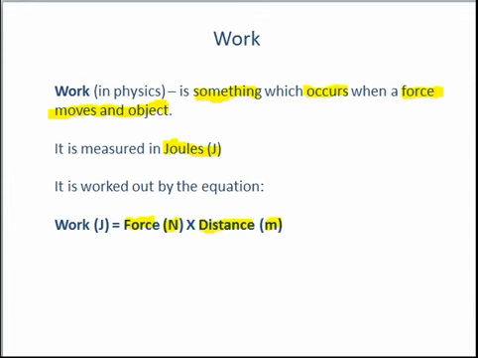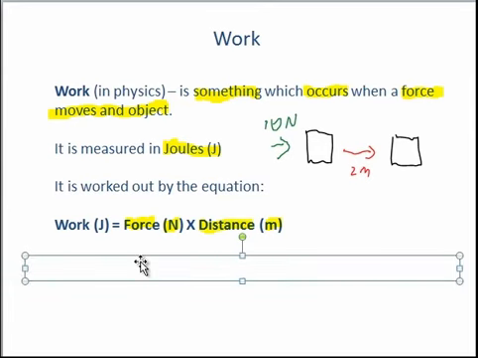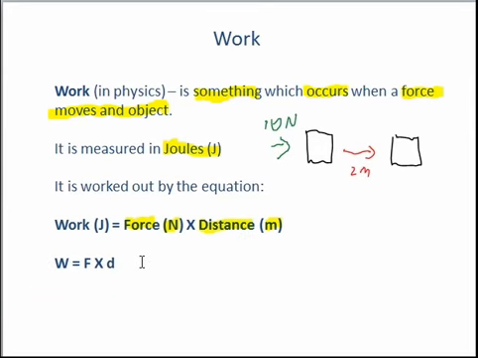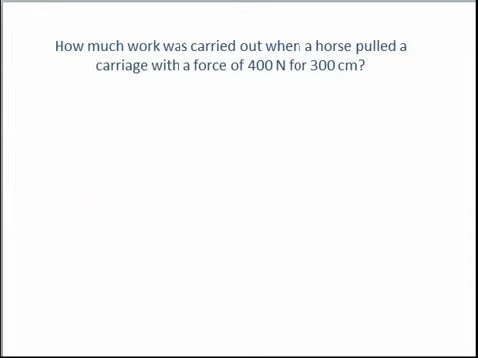So let's say we had a black box and that was moved by 2 meters to here by a particular force which acted at 10 newtons. And you can summarize this equation as W, so uppercase W equals uppercase F times lowercase d. So lowercase d equals distance, F equals force, and W equals work.